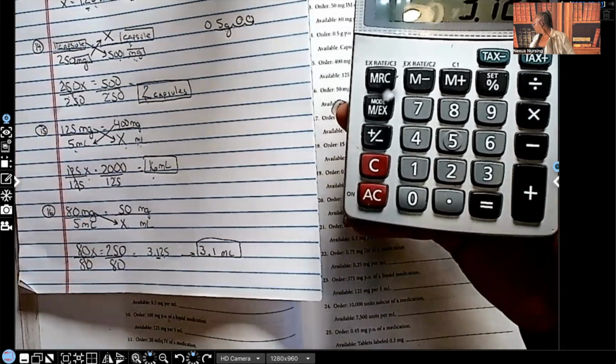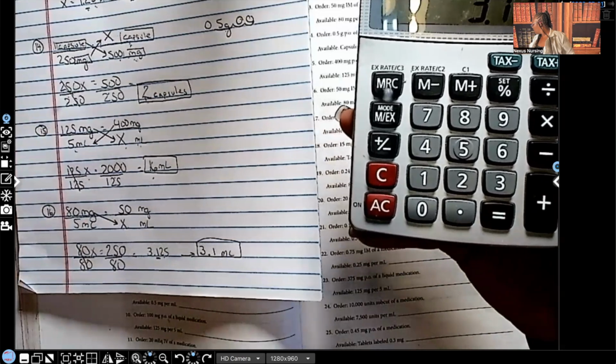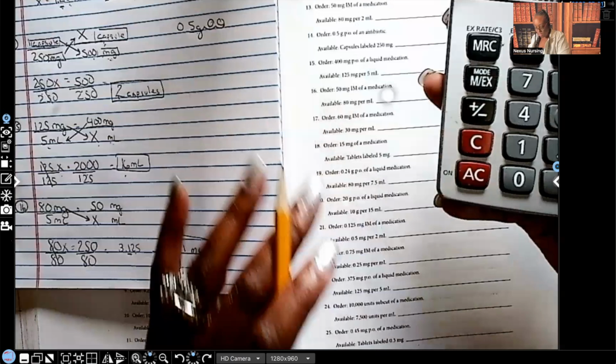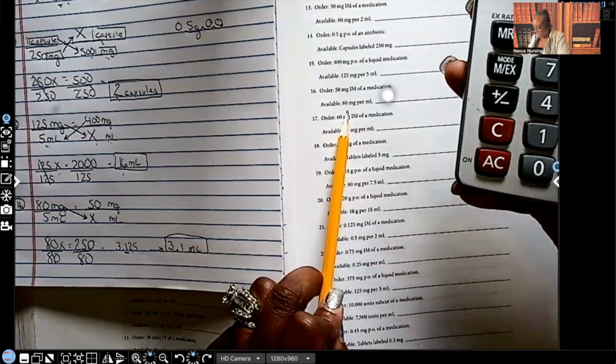The answer I'm getting on the answer sheet says different. Did I do something wrong? Let me take a look. It's number 16. 80 milligrams per.